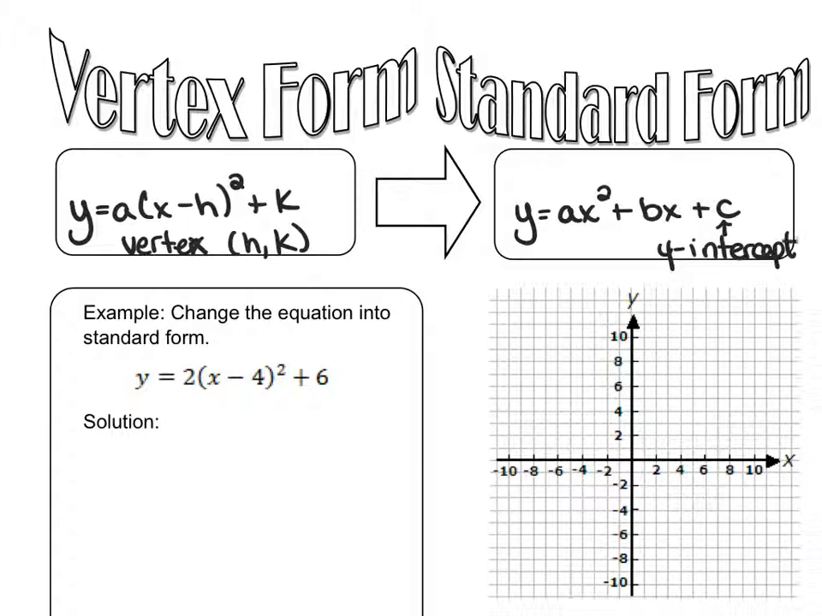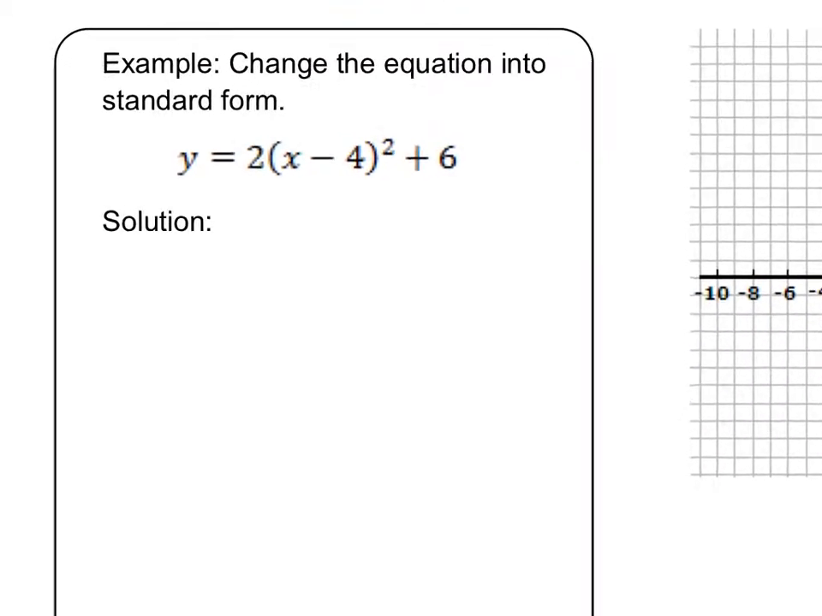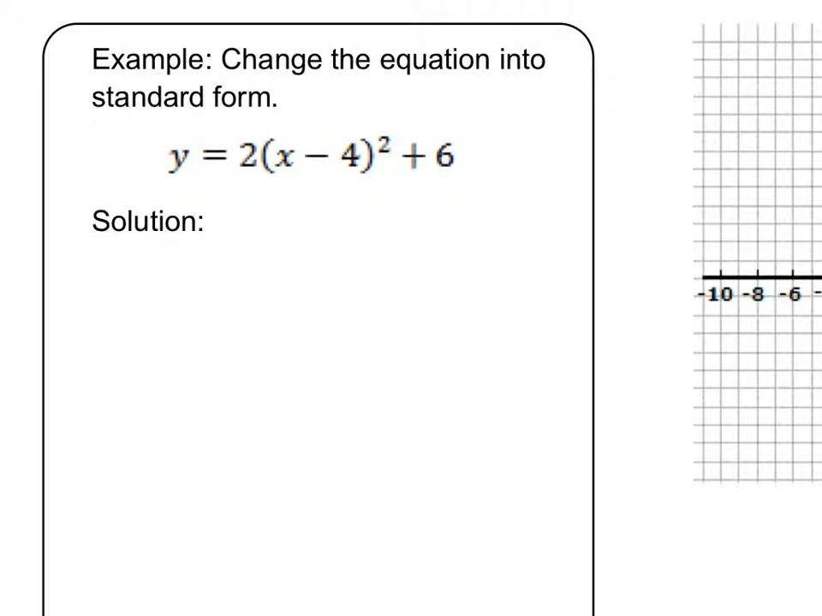So the reason we would want to change our vertex form into standard form is so that we could easily find the y-intercept. In this case, we know the vertex from the vertex form, and in the standard form, we know the y-intercept. So it helps us answer some questions, which we'll see in a later lesson. But let's do an example. I'm going to change the equation into standard form. So right now, it's in vertex form.